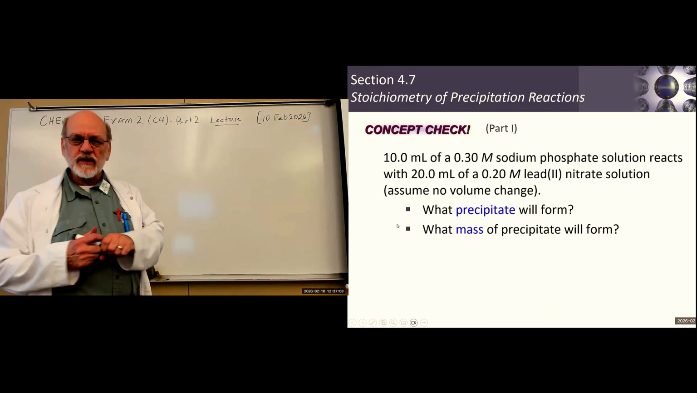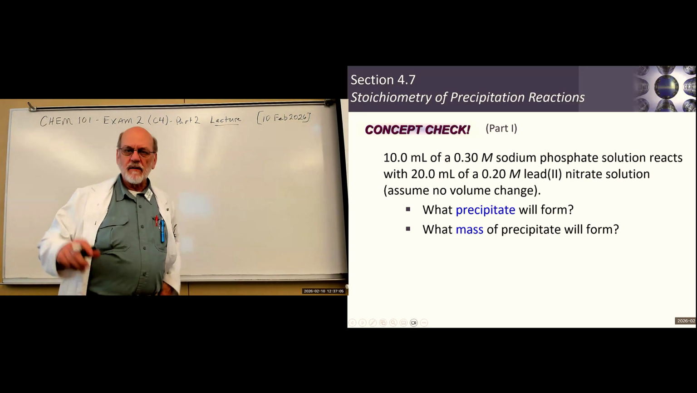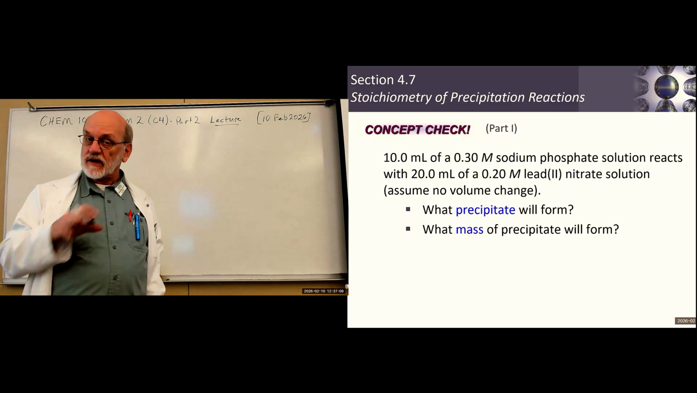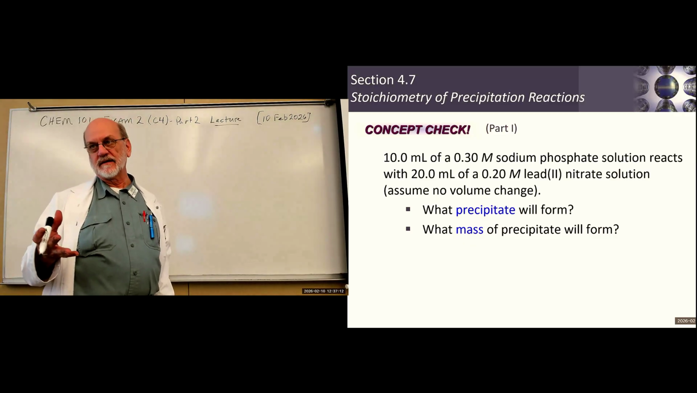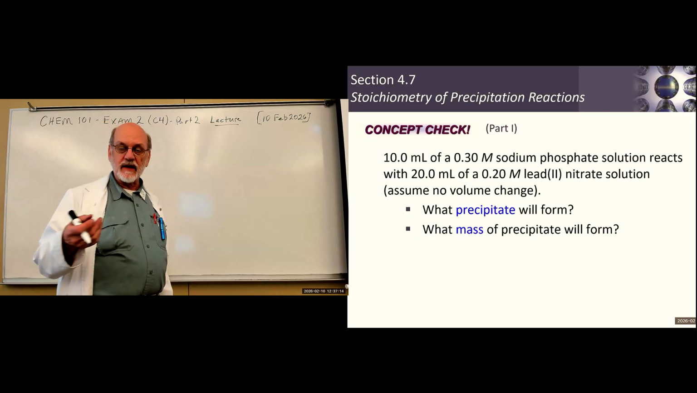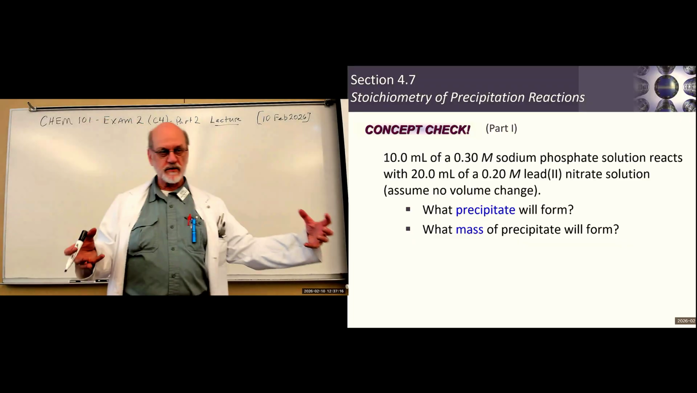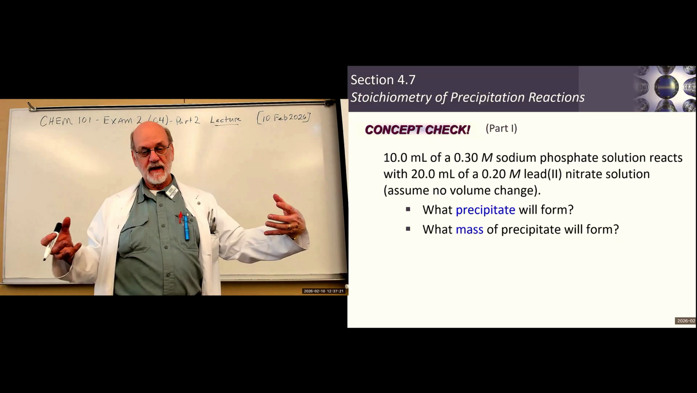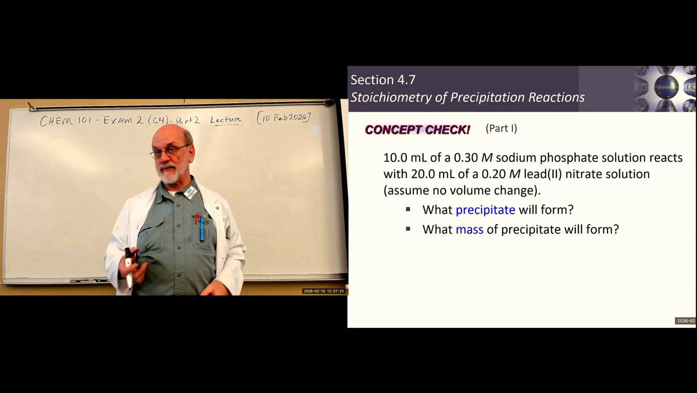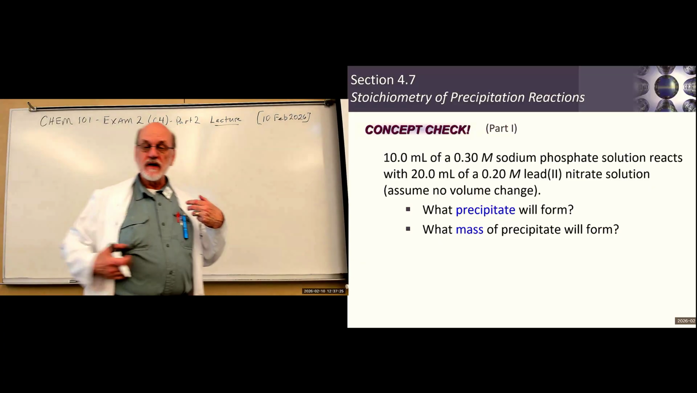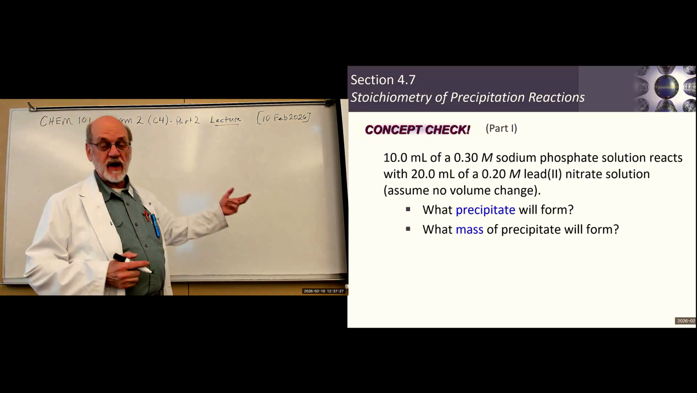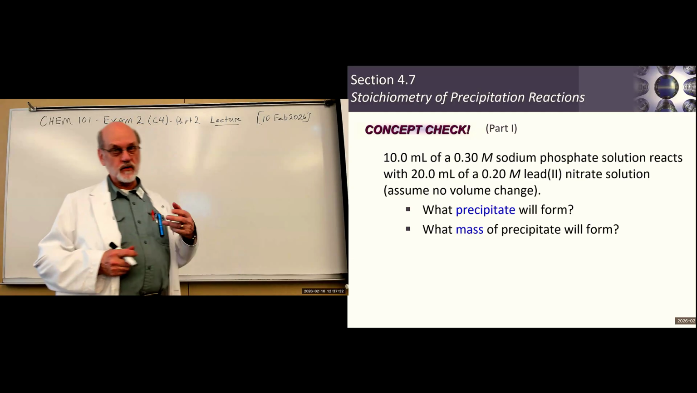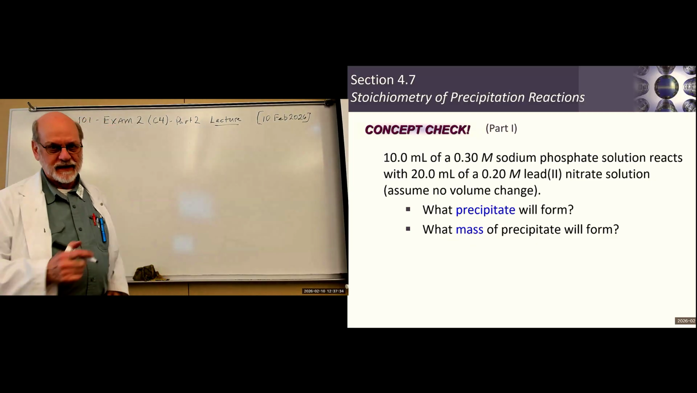All right, so here's an example of a word problem where we're given conditions. We're saying we have 10 milliliters of a solution of sodium phosphate, 0.3 molar, and we combine that solution with another solution that's 20 milliliters of 0.2 molar lead-2 nitrate. And we say, all right, what happens? First thing you have to do, since these are names of compounds, you got to write the compounds from those names, right? That's why stoichiometry was so important.